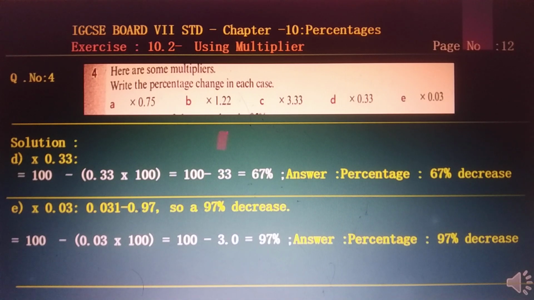The same way in D and E, we are getting 67% decreases, and 97% decreases.